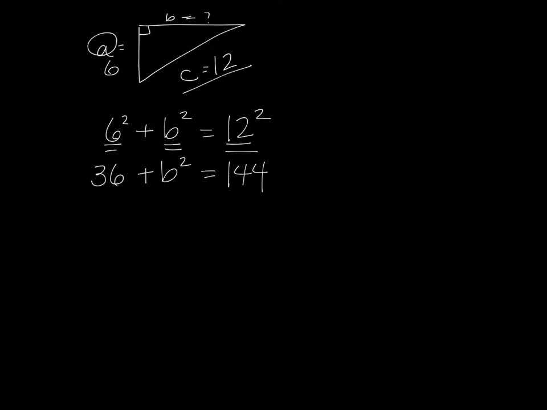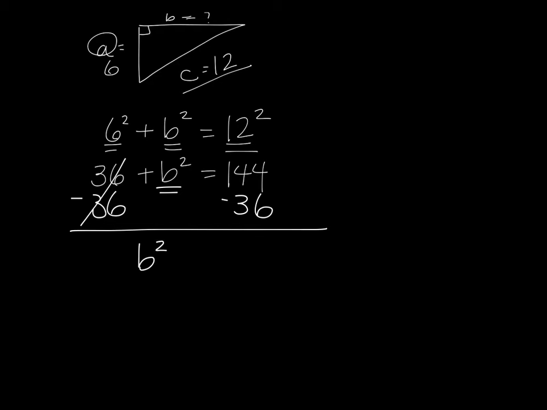So then we're going to subtract 36 from both sides because we are trying to find out what b squared is. So it's kind of like an algebraic equation, right? We want b squared alone. That cancels each other out. Bring the b squared down. 144 minus 36 is 108.